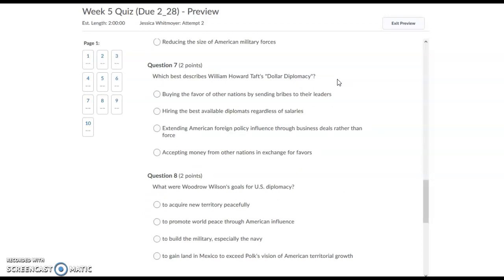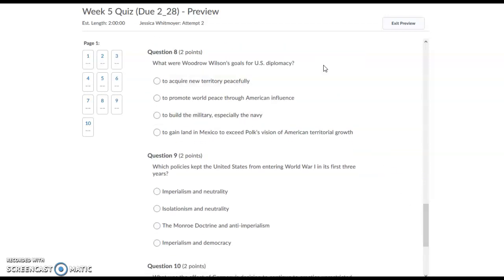Question 7. Which best describes William Howard Taft's dollar diplomacy? Buying the favor of other nations by sending bribes to their leaders, hiring the best available diplomats regardless of salaries, extending American foreign policy influence through business deals rather than force, or accepting money from other nations in exchange for favors.